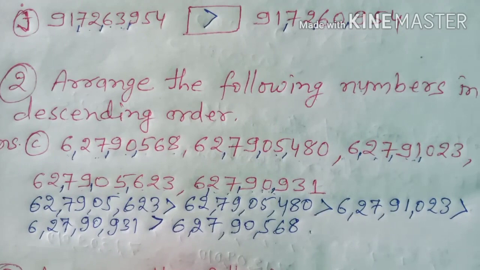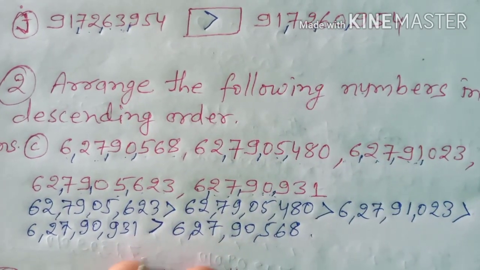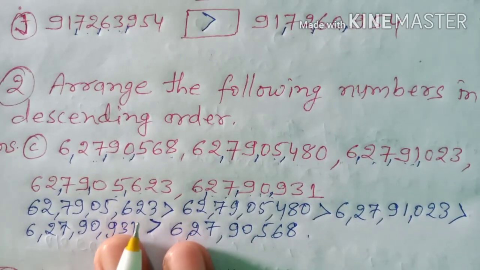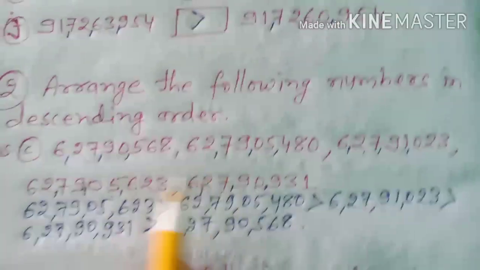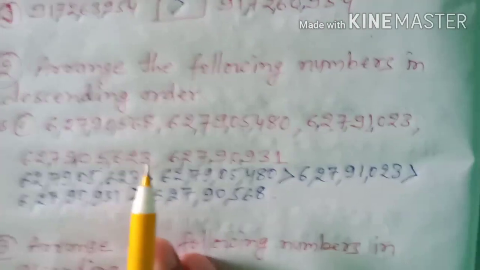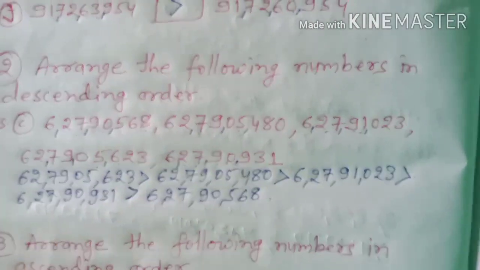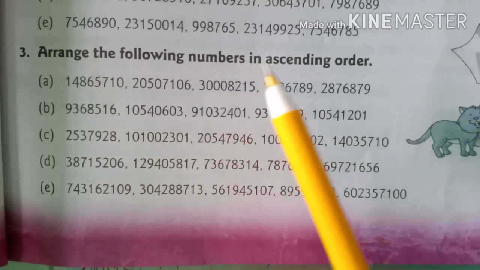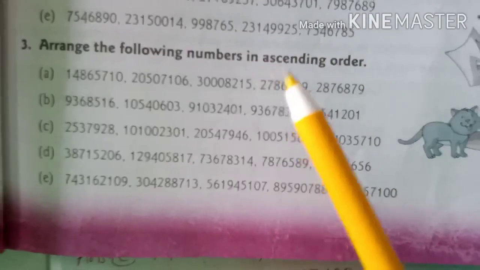So like this way you will solve all the questions of question number 2. I think you all are understanding the way. Now come to question number 3. See children, this is question number 3. Arrange the following numbers in ascending order, and in this question you have to arrange the numbers in ascending order.